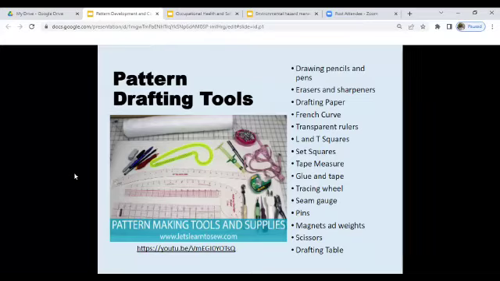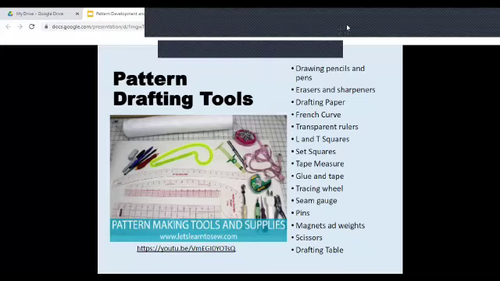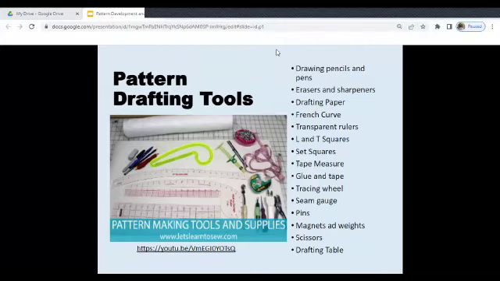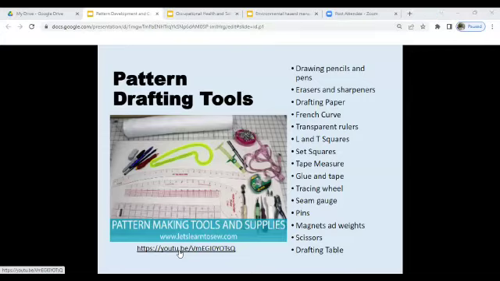Now, these are some of our pattern drafting tools. We have drawing pencils and pens, erasers and sharpeners, drafting paper, French curve, transparent rulers, L-square, set square, tape measures, glue and tape. We need those to hold our pattern pieces in place. Tracing wheel, seam gauge, pins, magnets, and weights help to hold them down onto the table. Scissors, and of course, we need that pattern drafting table.